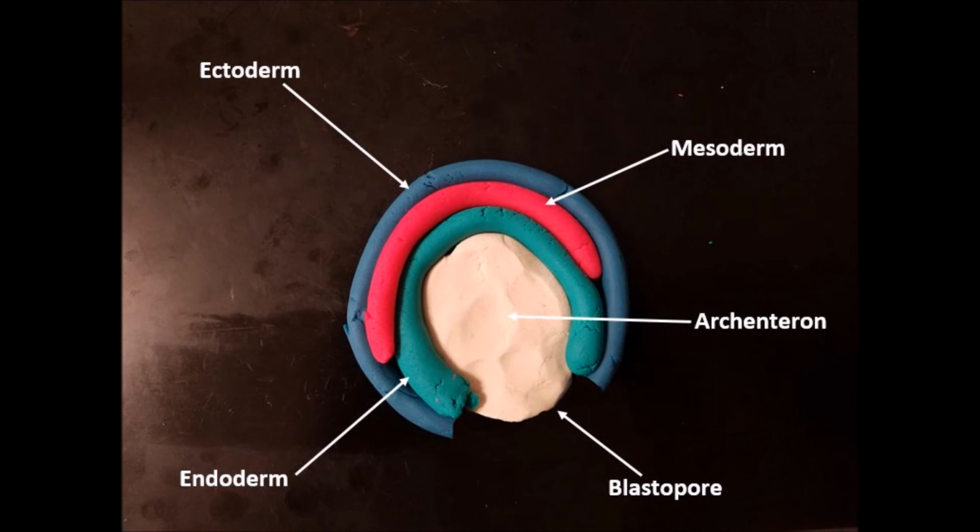The outermost layer is the ectoderm, which gives rise to the epidermis. The middle layer is the mesoderm, which gives rise to somites, forming muscle, bone, blood, and blood vessels, etc. And the innermost layer is the endoderm, which gives rise to epithelium.